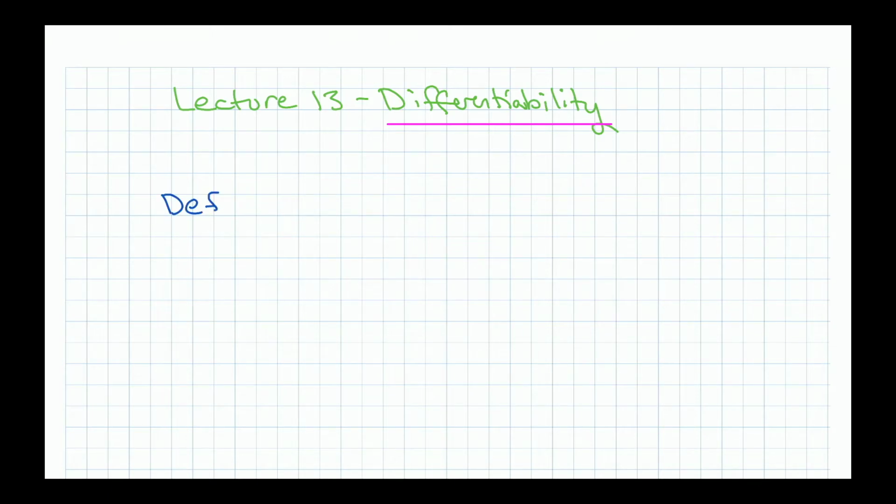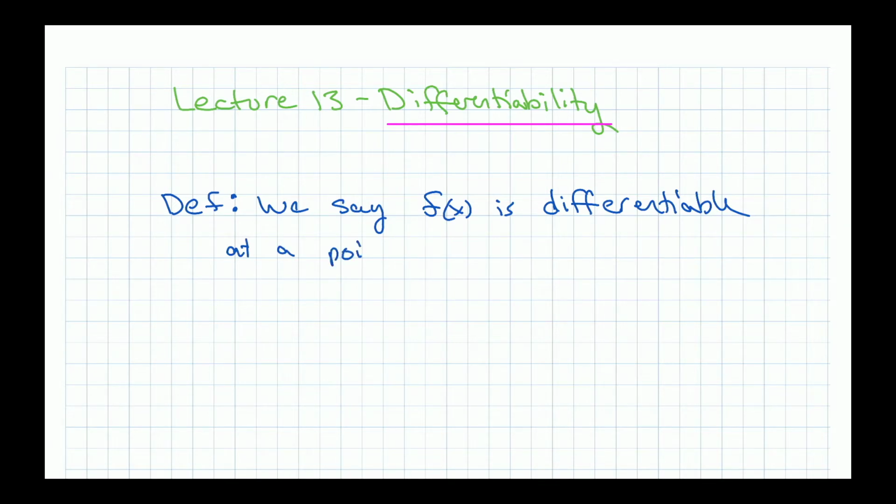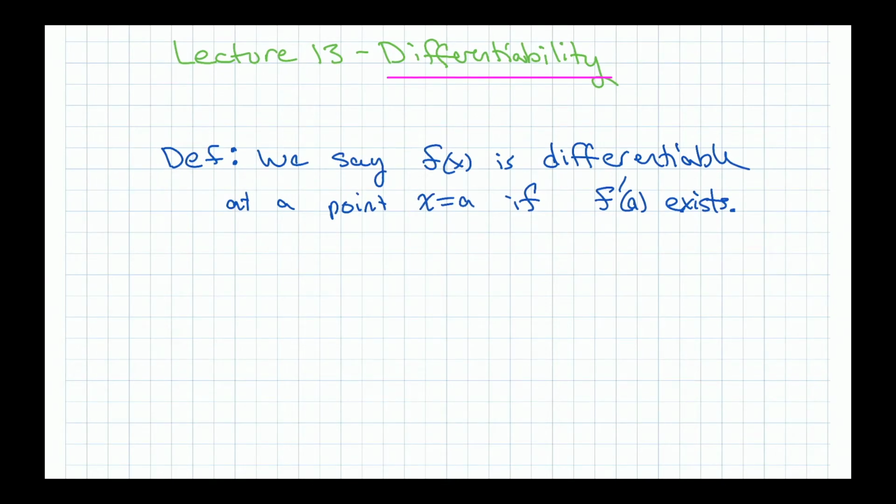Definition. All right, we say f of x is differentiable at a point x equals a if f prime of a exists. That's it. Derivative exists, right? F prime is the derivative. If the derivative exists, we say the function is differentiable.